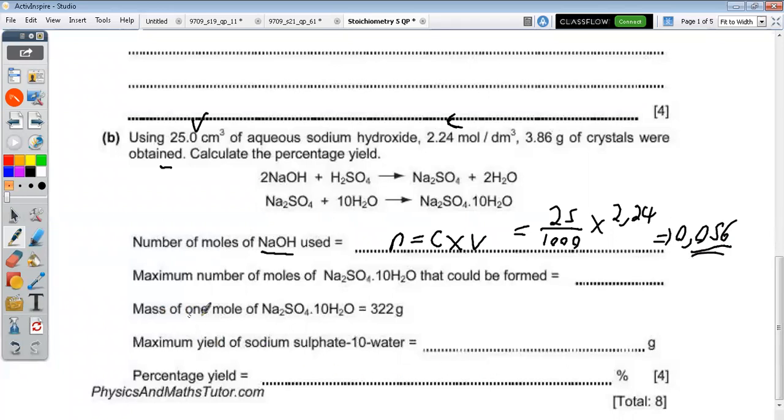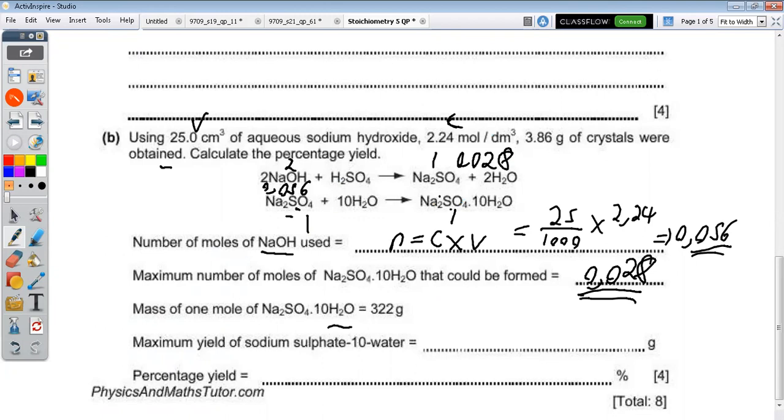Now, find the number of moles of the sodium sulfate hydrated with 10 water molecules. The next thing is the maximum number of moles of this. So I go back to my equation here. I've got sodium hydroxide, so let's look at this ratio. This is 2:1. Can you see that? So if I'm using 0.056, I'm only using half of that, using the balanced equation. So half of that, how many moles do we have here? 0.028. So this and that is 1:1, which means the number of moles here is 0.028.